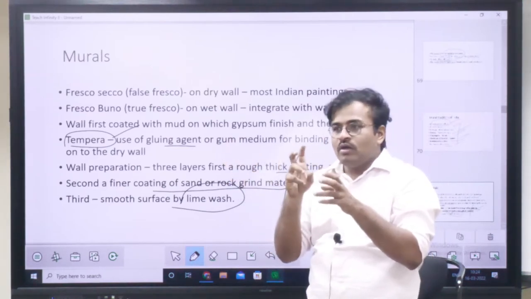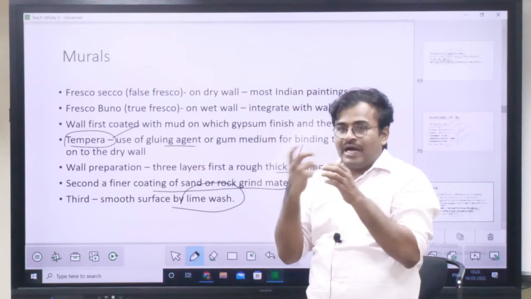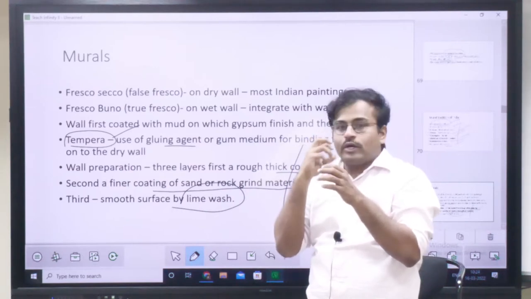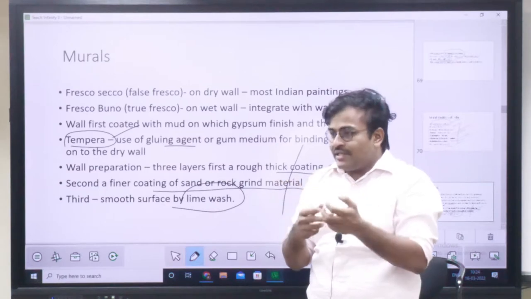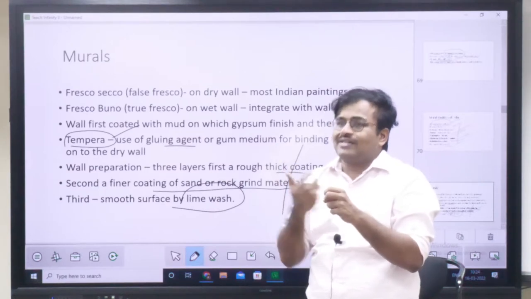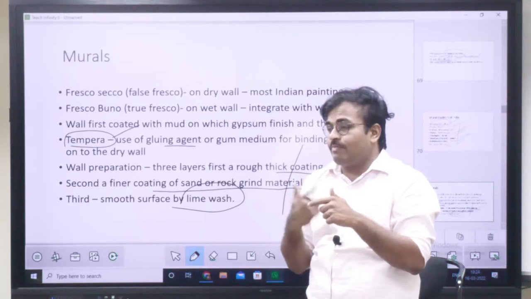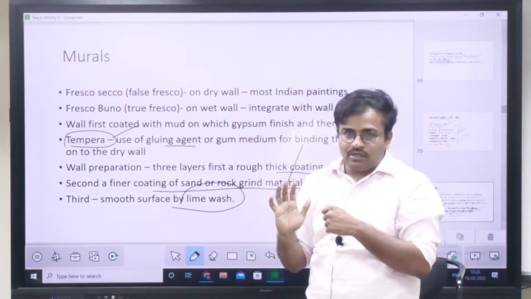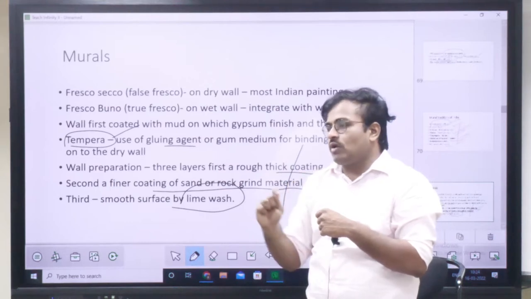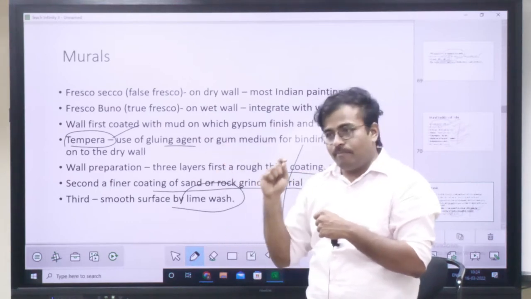You know about some trees which have this glue in them. Glue trees are there. So they used to bring these glue trees and extract the glue from them, and then mix it with the paint and draw it on the wall. So this is known as the tempera technique. Tempera means mixing the gluing agent along with the colors and then drawing it on the walls.